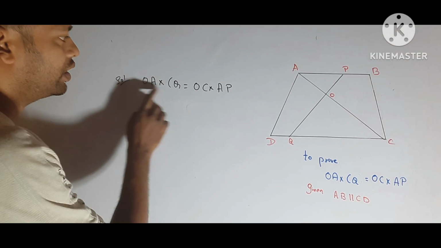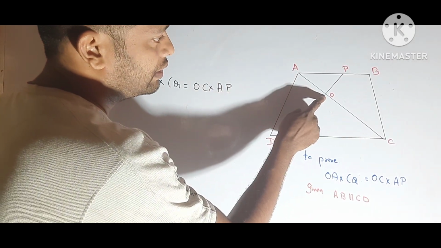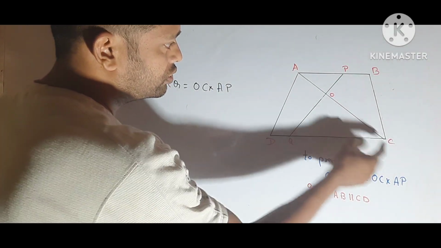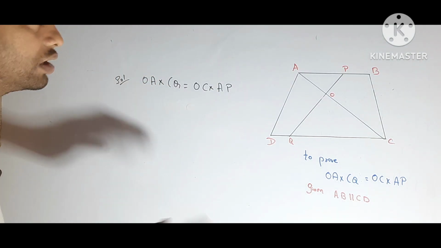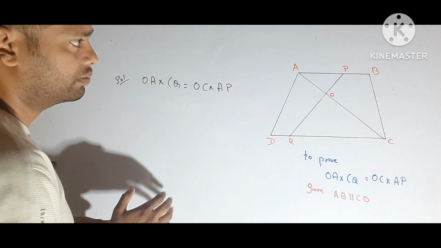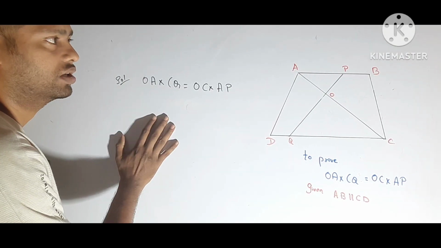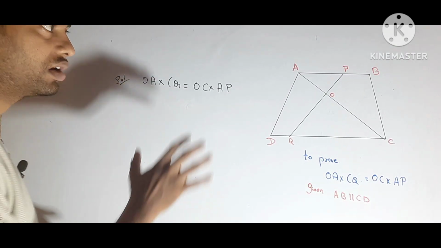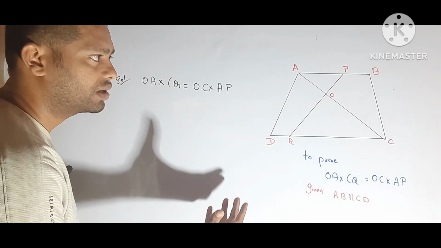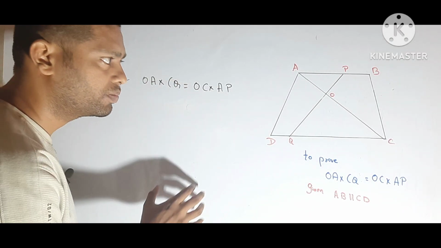First you see OA and CQ. Where is OA? OA and CQ are not together in the diagram. We first have to see in which triangles they are coming. Then we will prove those triangles similar, and by using some property we will say this one equals this one. So now you have to see which triangles you have to prove similar.